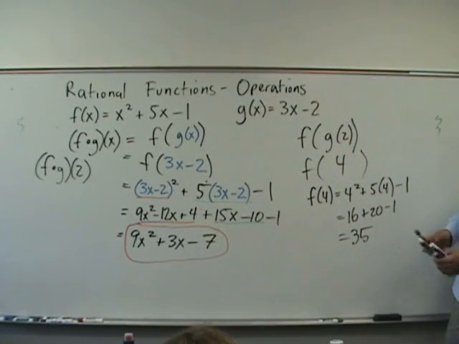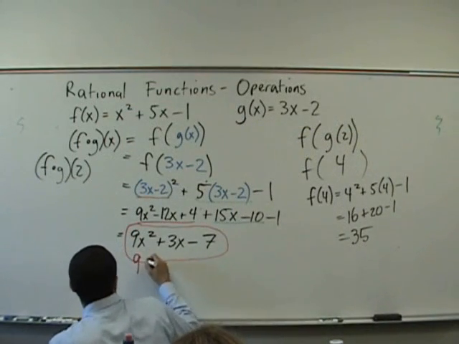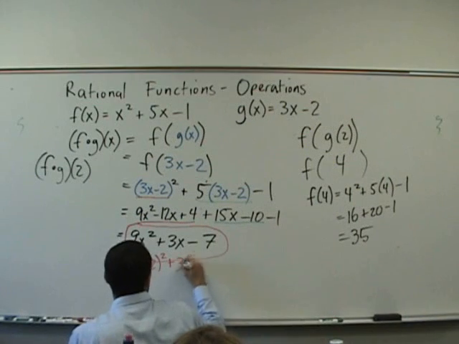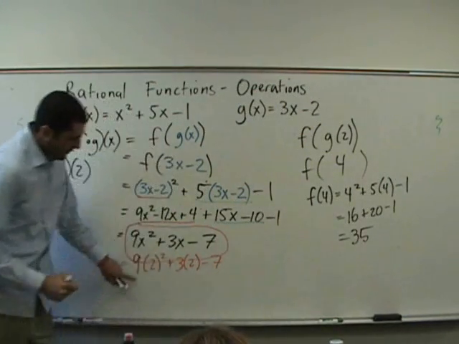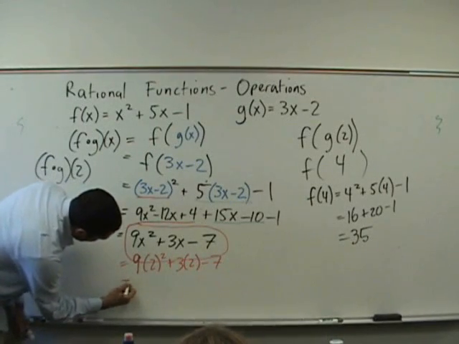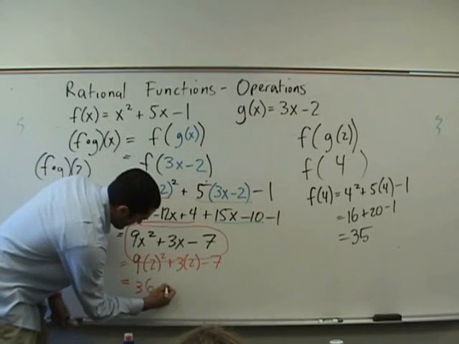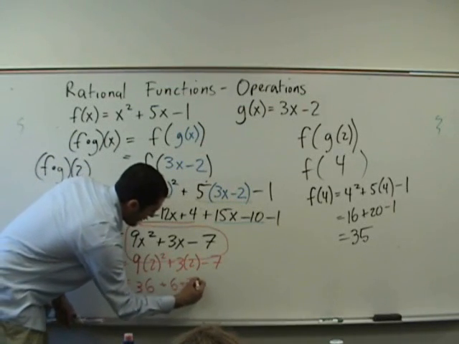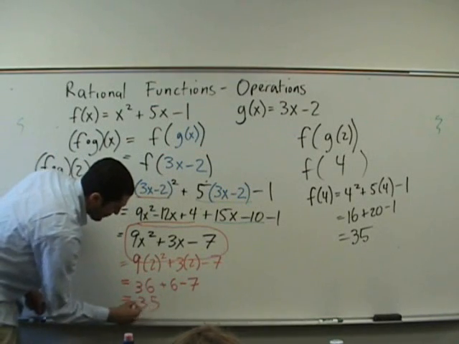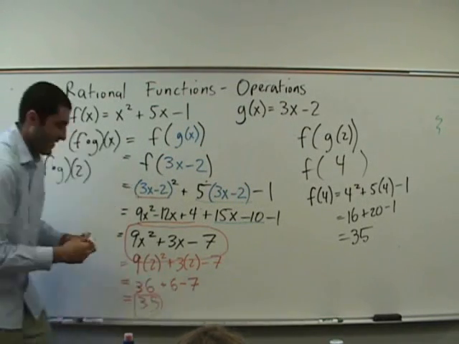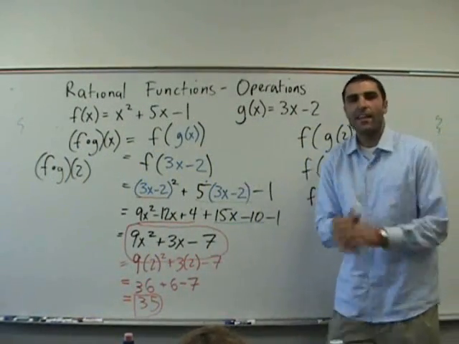9 times 2 squared plus 3 times 2 minus 7. 9 times 4 is 36, plus 6, minus 7. Is that 35? Yes. It's cool how this stuff works, don't it? Will they always equal each other? Yes, they're the same. Okay, you can hit the video.